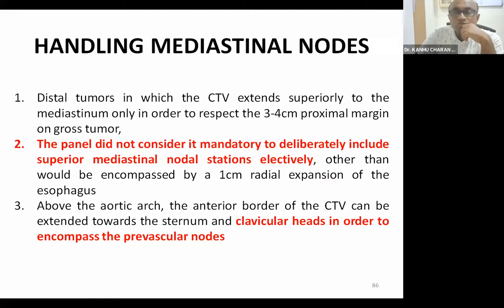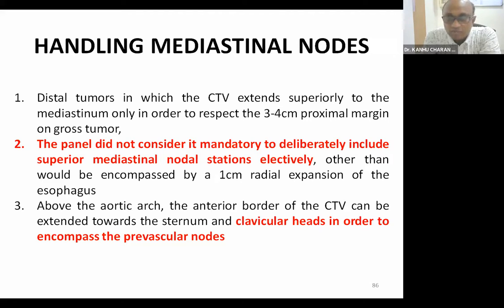For distal tumors in which the CTV extends superior to the mediastinum, only a 3 to 4 centimeter margin of gross tumor is respected. The panel did not consistently mandate including the superior mediastinal node stations electively. Other than the 1 centimeter radial expansion, you can take it.